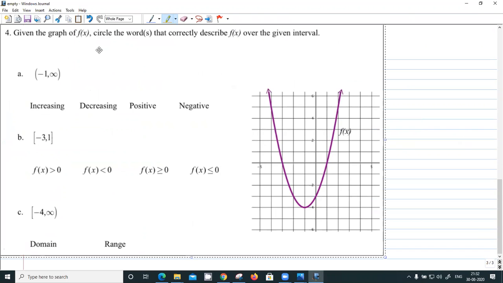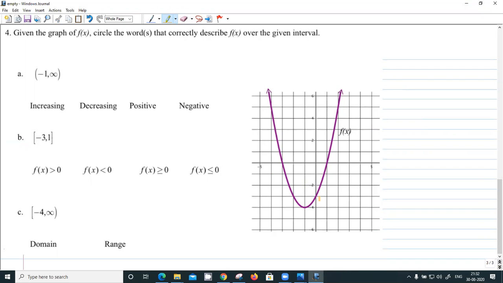Okay. Given the graph of f of x, circle the words that correctly describe f of x over the given interval. So -1 to infinity. I think increasing and positive. What is this number here? -5. So this is minus 1, minus 2, minus 3, minus 4, minus 5. So this is minus 1 then. Yeah, but it's going to infinity, so it's positive and increasing. Okay. So this one and this one.